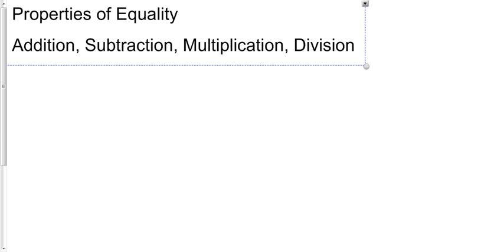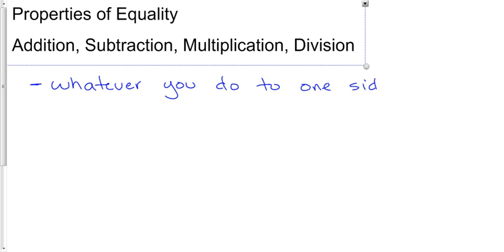All right, move on to properties of equality. Okay, so 4 properties of equality: addition, subtraction, multiplication, and division. And these all basically say the same thing. Whatever you do to one side, you have to do to the other. It's basically our golden rule for solving equations.